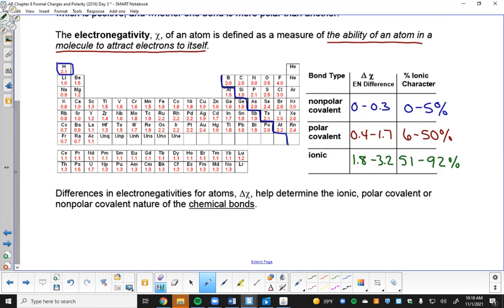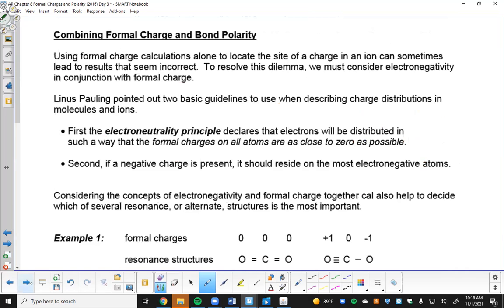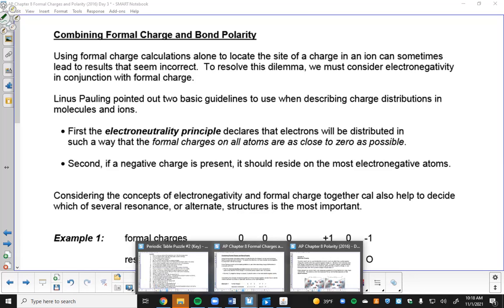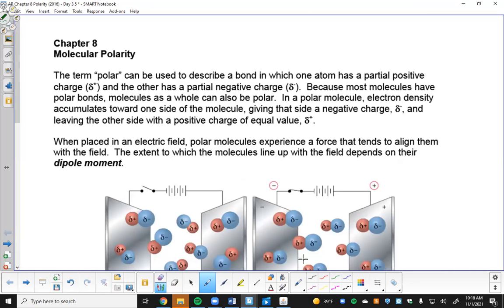So differences in electronegativities help us determine the ionic, polar, and nonpolar nature of chemical bonds, but there's more to it than that. So now I'm going to have you jump to the other page. We're going to look a little bit at molecular polarity.